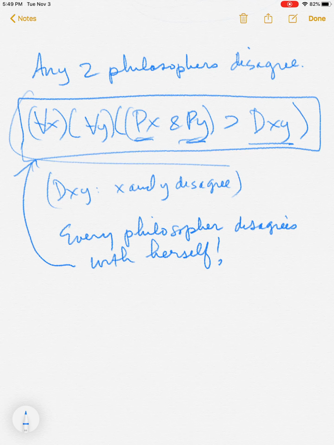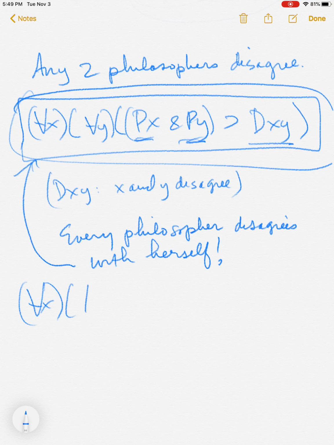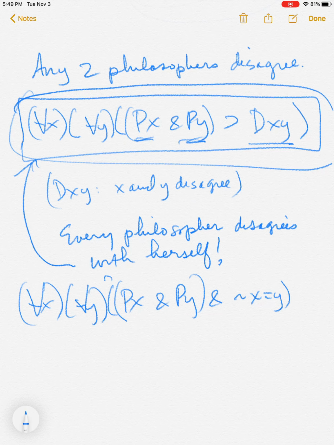We'd have to add something to this. And what do we add? We have to say that x and y are different, that they're not the same philosopher. So we'd have to say for all x, for all y, x is a philosopher, y is a philosopher, they're different people. If that's the case, given any two different philosophers, then they disagree with each other. That's how you'd say it. Do you see that?